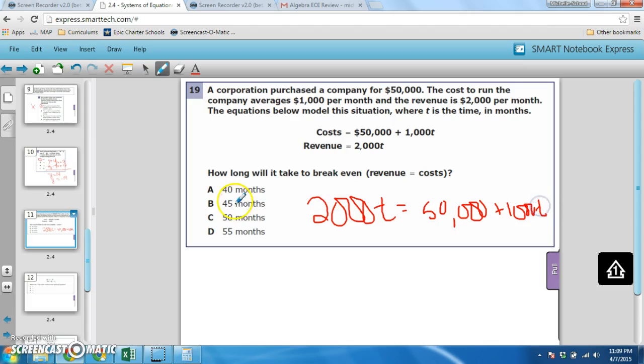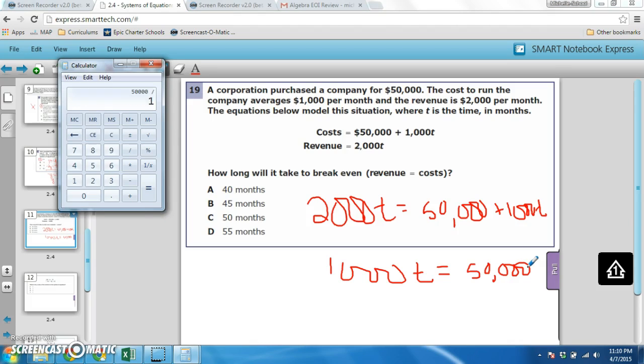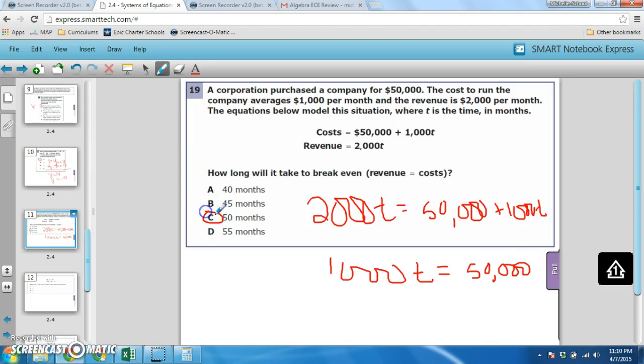You could plug numbers in and see when you put in 40 on both sides, do you get the same number? If you put in 45 on both sides, do you get the same number? You could totally do that, or you can solve it for T. And we subtract 1,000T from both sides, so this would be 1,000T equals 50,000. Just subtract that from both sides. Okay. And then we just do 50,000 divided by 1,000, and we would get 50. So your answer is C. Like I said, you could also plug them in and see which one will get you the same answer on both sides.